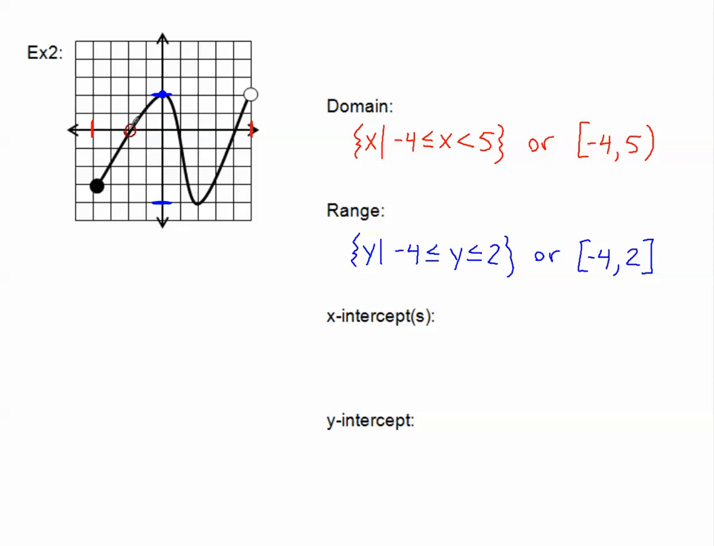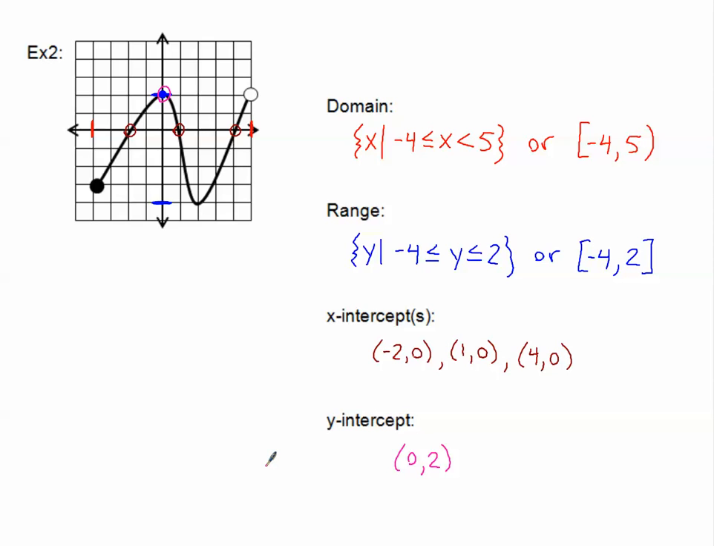X-intercepts, this time we have a few x-intercepts. We have one there, we have one there, we have one there. Remember the directions said assume that they're integers, so I'm going to assume that they're nice values there. -2, 0 is one of them. I'll just read from left to right. 1, 0, and 1, 2, 3, 4, 0. Those are my three x-intercepts, or zeros, or roots, or solutions. And my y-intercept is right here, and that's 0, 2 as an ordered pair.